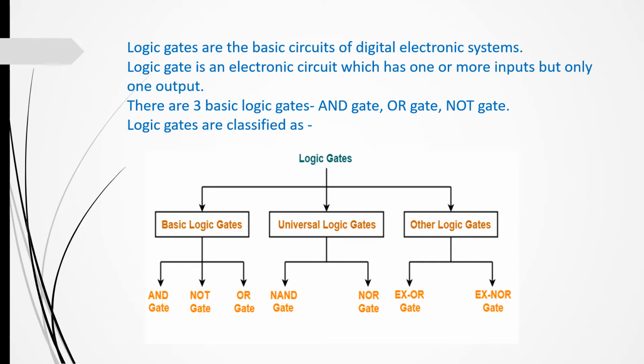There are other types of logic gates also. NAND gate and NOR gate are called as universal logic gates, and XOR gate and XNOR gate are called as derived gates. So here you can see AND gate, NOT gate and OR gate are known as basic logic gates. NAND gate and NOR gate are known as universal logic gates, and XOR gate and XNOR gate are known as derived gates.